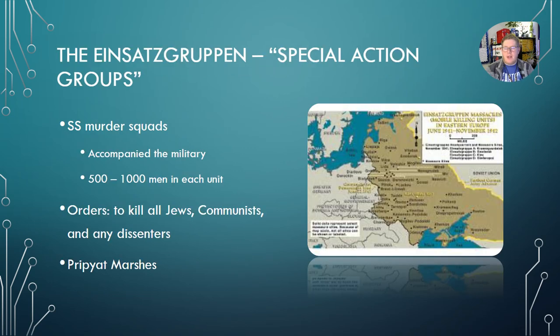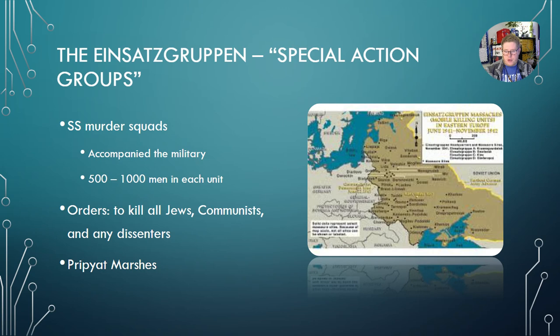So, now let's talk about the Einsatzgruppen, or the Special Action Groups. These are SS murder squads accompanying the military, typically with 500 to 1,000 men in each unit. This included many lawyers and other professionals. They were specifically ordered by Heydrich to kill Jews, prominent communists, and anyone suspected of anti-German activity. This is very similar to that AB Action policy in Poland that we talked about a couple of weeks ago. It often involved local people in the mobile killing units.